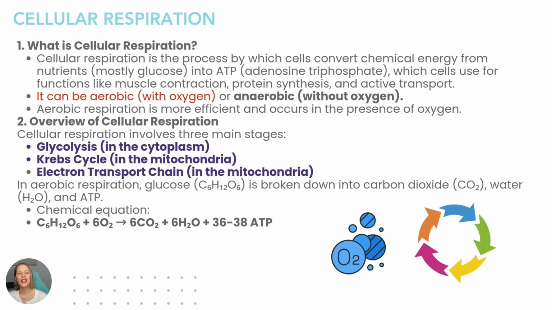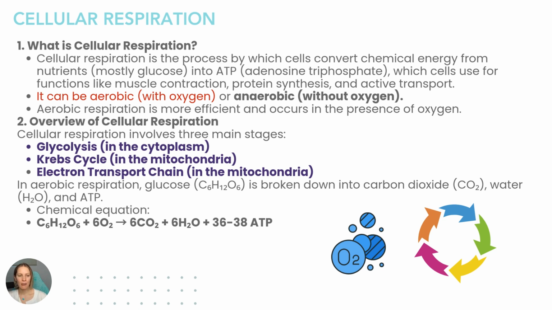But then, which cells use ATP for functions like muscle contraction, protein synthesis, and active transport? So, this can be with oxygen or without. It does not need oxygen to survive, it could be without oxygen. Aerobic is with oxygen, and anaerobic is without oxygen. So, the overview is those three main stages: the glycolysis, Krebs cycle, and electron transport chain.